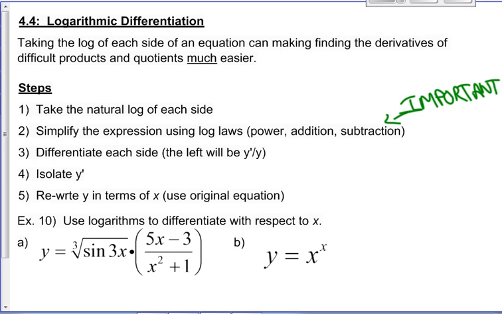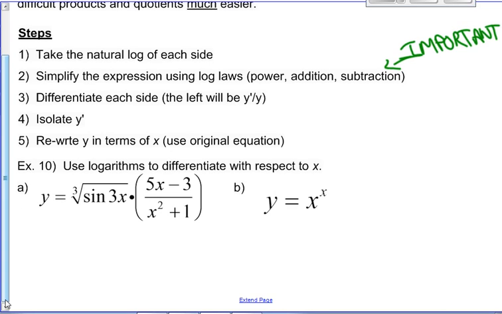Differentiate each side, and we're doing that implicitly. So you'll end up with y prime over y on the left-hand side, because the left-hand side will be ln y. When you differentiate that, it's original on the bottom, derivative on the top, y prime over y. You'll isolate y prime, and finally we'll rewrite in terms of x. And as we go through this process, you'll see that at play.